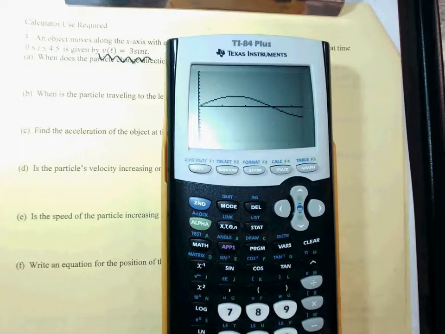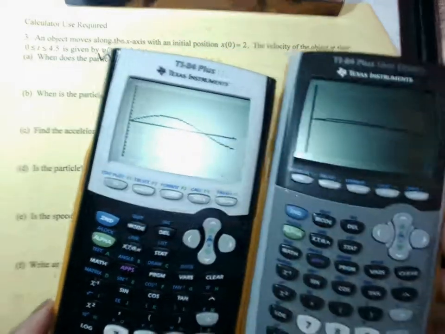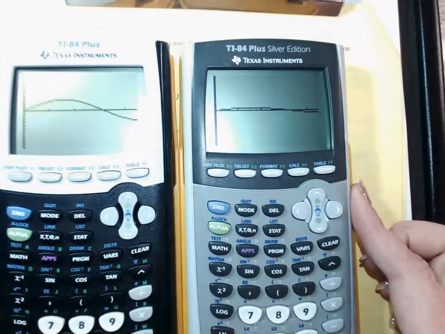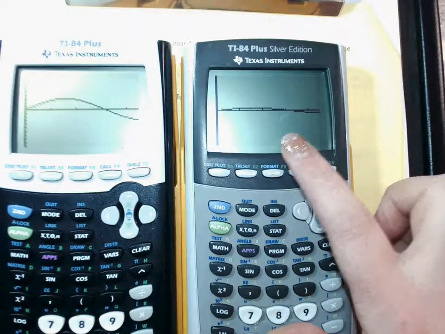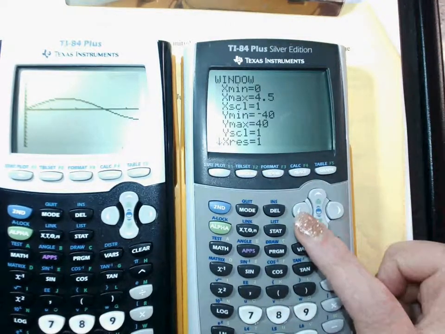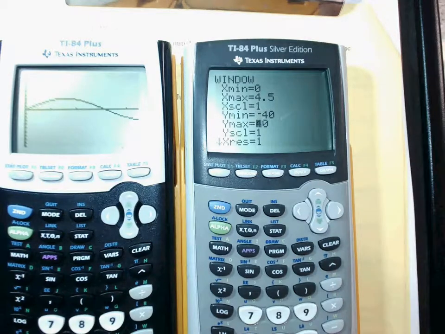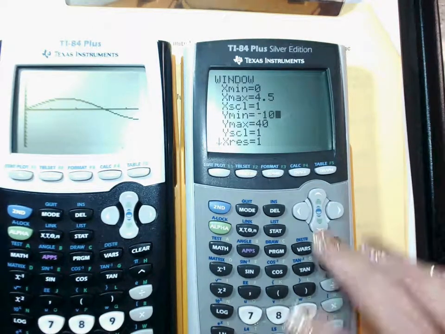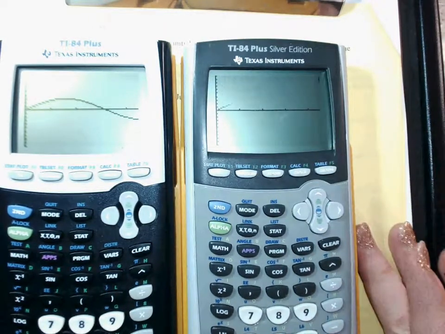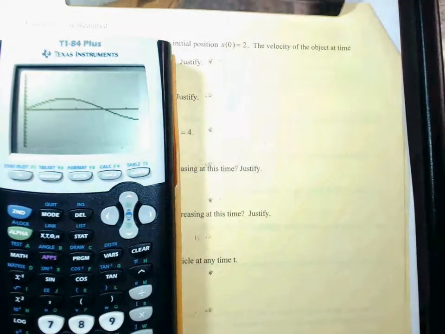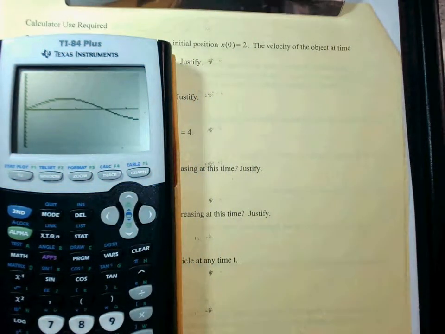Okay, so what could be wrong? Ready? This is fun. What's wrong with it? Look at my y-axis and look at yours. You're zoomed out. Also, if you hit window, you're going negative 40 to 40. So that's too big. So let's go negative 10 to 10. Okay, voila. Perfect. Okay, so sketch your graph on your paper.